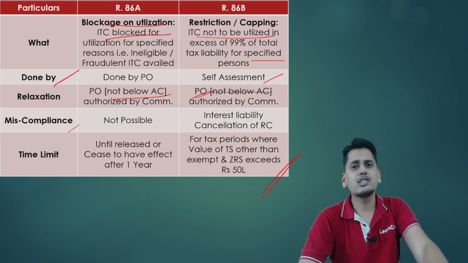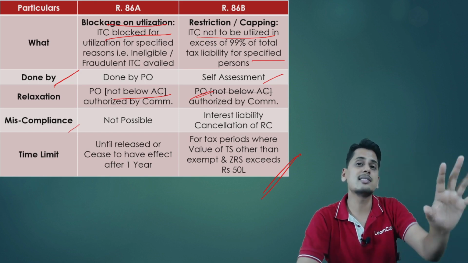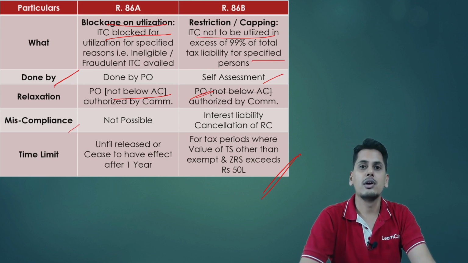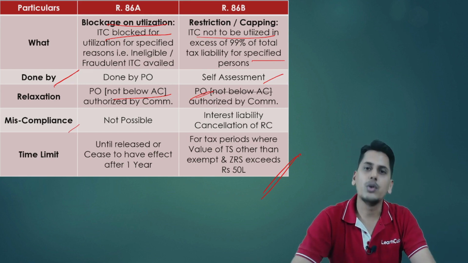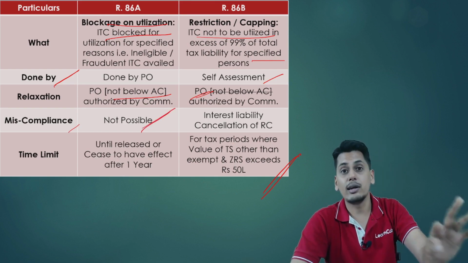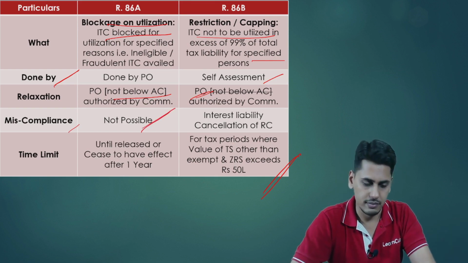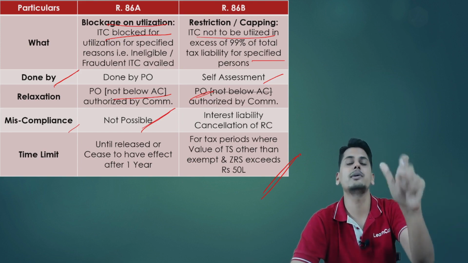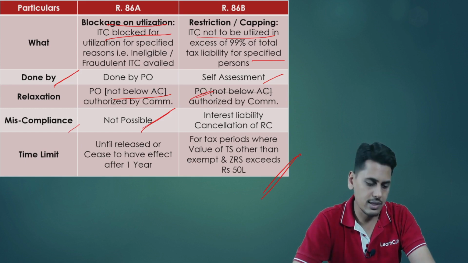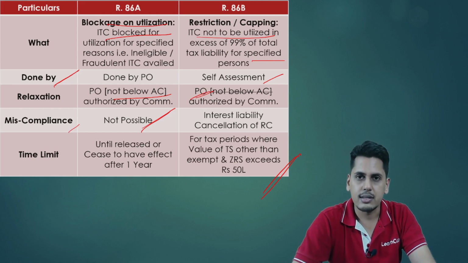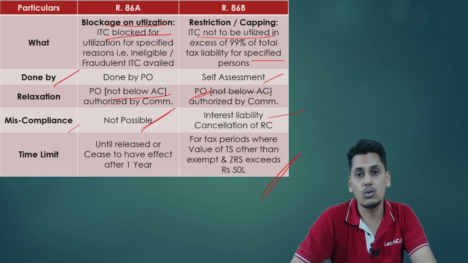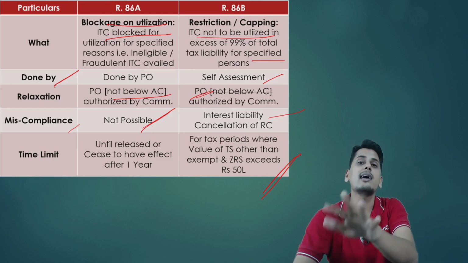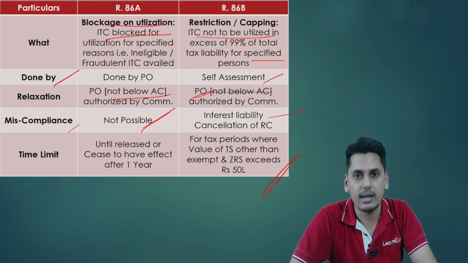Miscompliance. Miscompliance of 86A is not possible because this is in the officer's hands. The moment he blocks your electronic credit ledger from being utilized, you naturally cannot utilize it. There is no possibility that you can miscomply with Rule 86A. In Rule 86B, yes, miscompliance is possible because this needs to be done on a self-assessment basis. What is the consequence of miscompliance? One, you will have an interest liability because you have not discharged the liability, assuming the entire 100% you have paid through your electronic credit ledger.